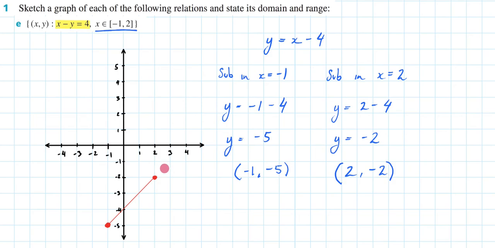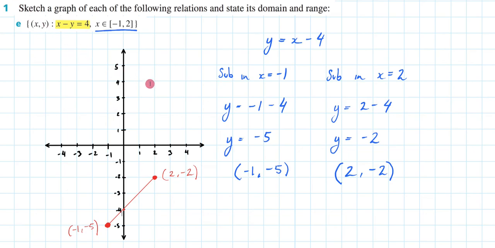In the back of the book, they've actually labeled these points, so it probably isn't a bad idea to do that yourself. 2, -2, -1, -5. It also looks like my y-intercept is going to be -4, and we know that to be true here because if x were to be 0, y would be -4.